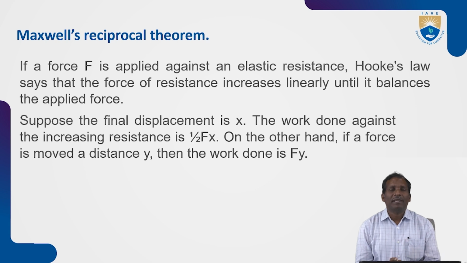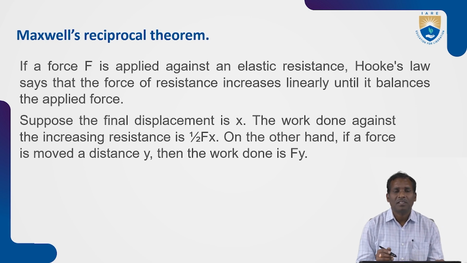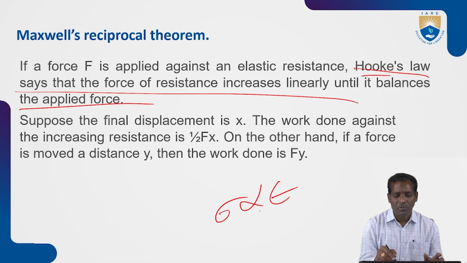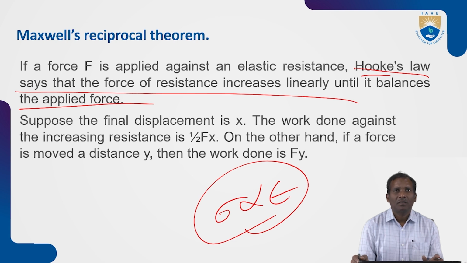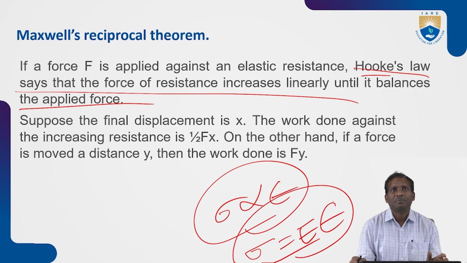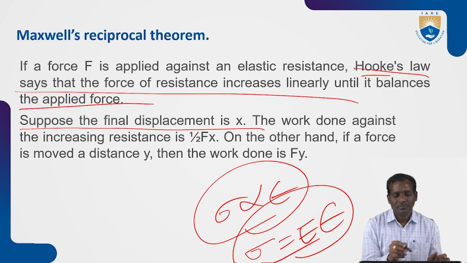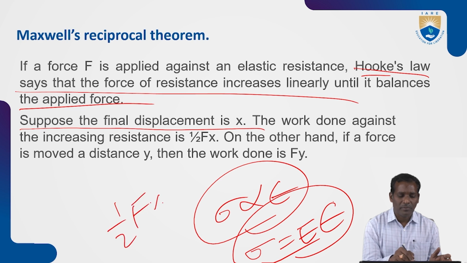If a force F is applied against an elastic resistance, Hooke's law says that the force of resistance increases linearly until it balances the applied force. Already you know Hooke's law: stress is directly proportional to strain within the elastic limit. You can write stress is equal to E into strain. So as stress increases, strain also increases. The force of resistance increases linearly until it balances the applied force. Suppose the final displacement is X. The work done against the increasing resistance is force multiplied with X.